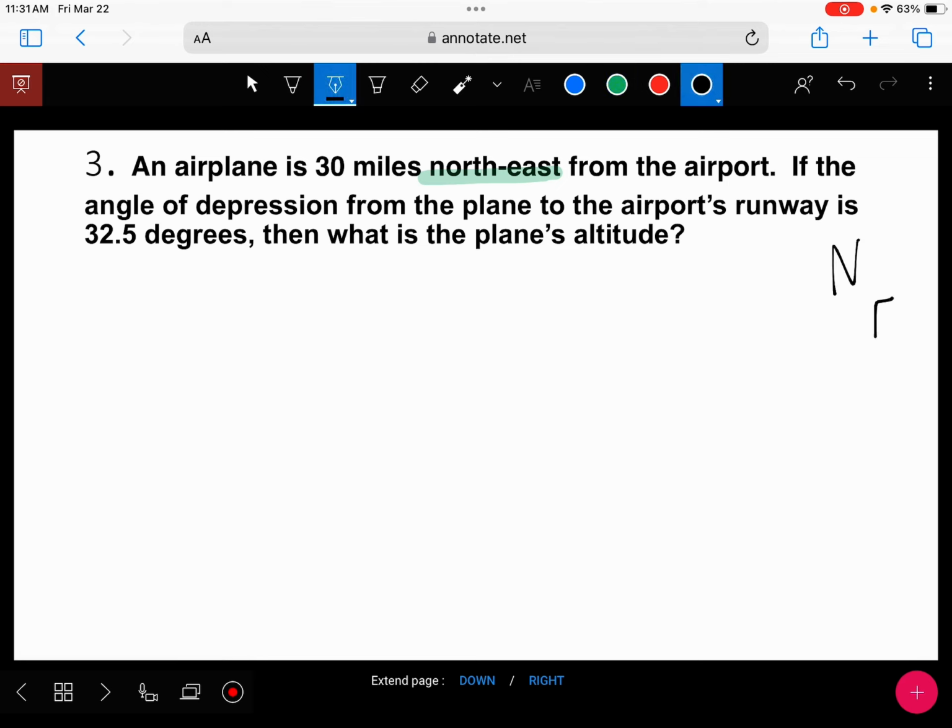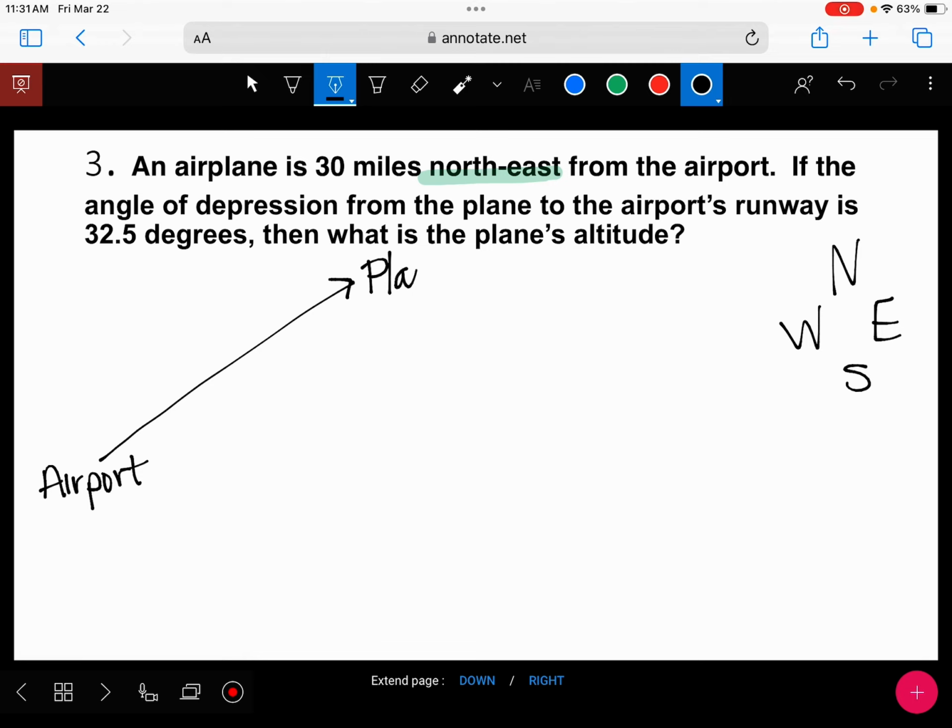So I have, again, let me put my little compass because I'm directionally challenged. I had to write this every single time. So the airplane is going northeast, that means it's heading this way. That's northeast from the airport. So this is my airport.